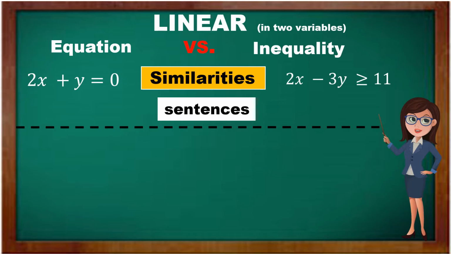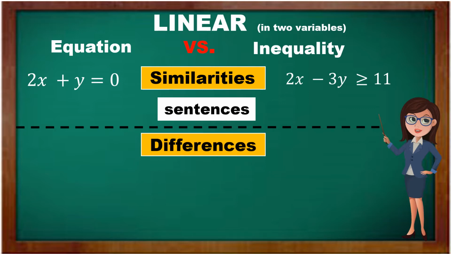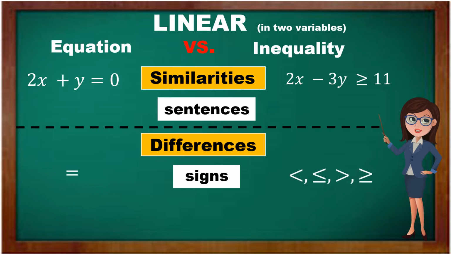Now, let's move on to their differences. What do you think are the differences? Well, let's find out. First, we have signs. For a linear equation, as we have seen in its example, we have an equal sign. While in a linear inequality, we have the following signs. It could be less than, less than or equal to, greater than, and greater than or equal to.